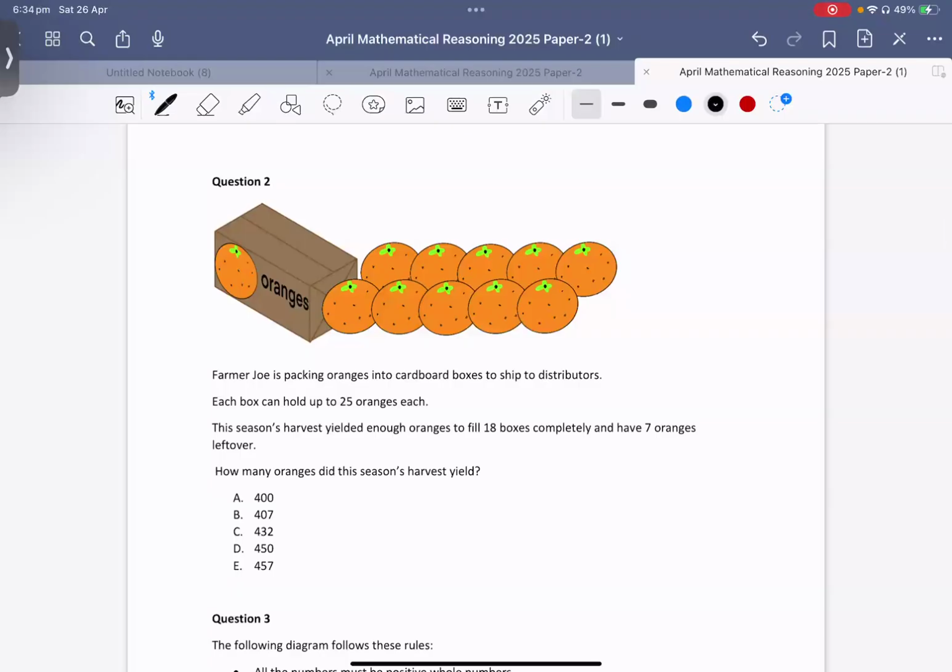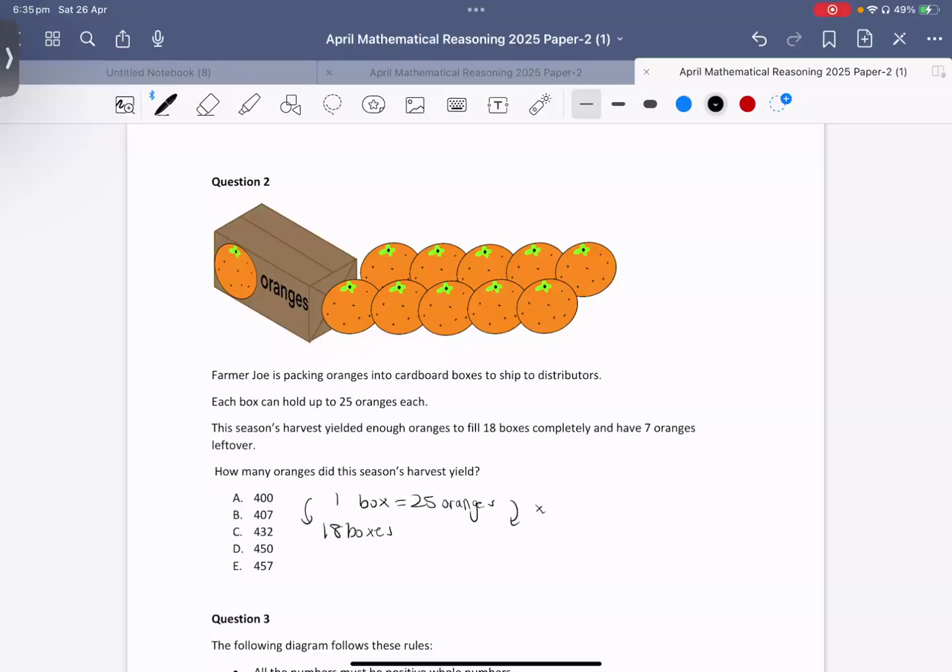So, Farmer Joe was packing oranges into cardboard boxes to ship them to distributors. Each box can hold 25 oranges each, and this season's harvest yielded enough oranges to fill 18 boxes completely and have 7 oranges left over. So, how many oranges were there in this harvest season? Hopefully, this one is pretty straightforward to you guys as well. So, we know that one box is going to be 25 oranges, and we have enough to fill 18 boxes completely. So let's have a think about how to do that.